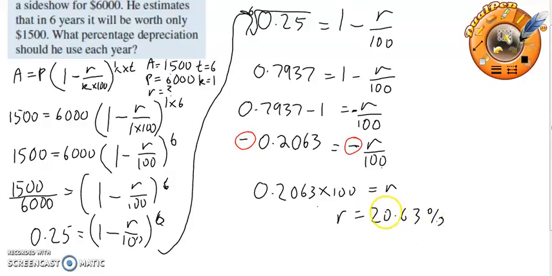Again, what you should notice is that percentage really should be between 0 and 100. If it's not, check what you've done. You've probably made a mistake. And that is the diminishing value formula.